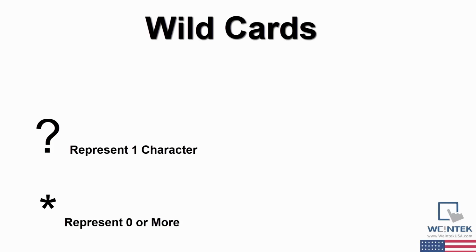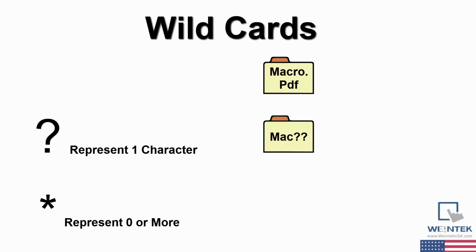Another feature that we have recently introduced to EasyBuilder Pro is the ability to use wildcards in the form of asterisks or question marks. Question marks will represent one character, while asterisks represent zero or more characters. For example, if we are trying to call the same file macro.pdf, we can write it as mac question question or ma asterisk.